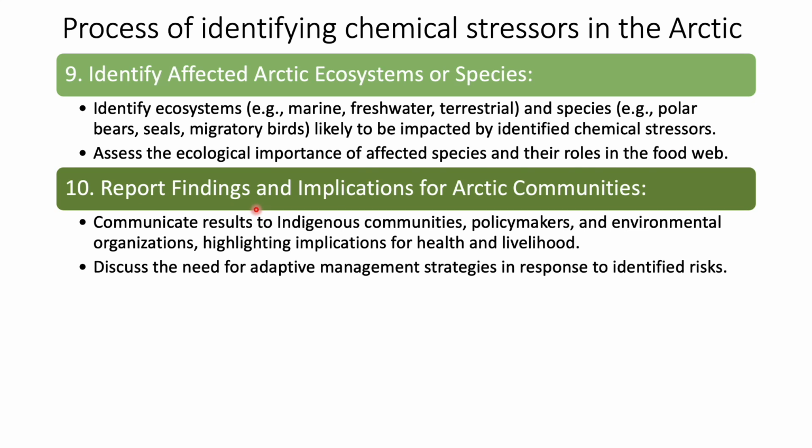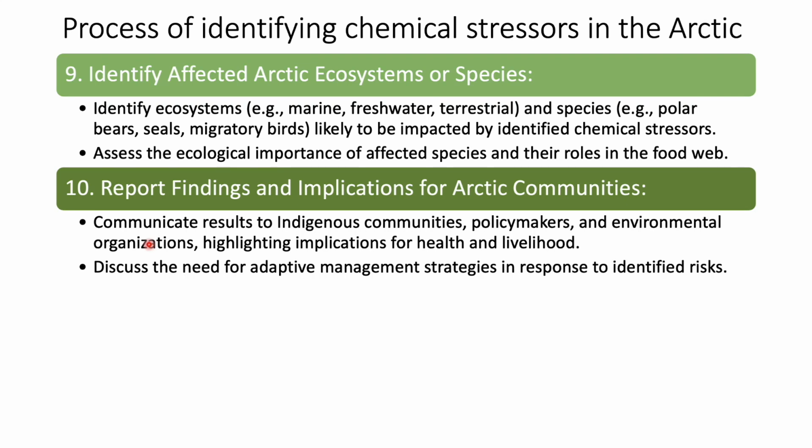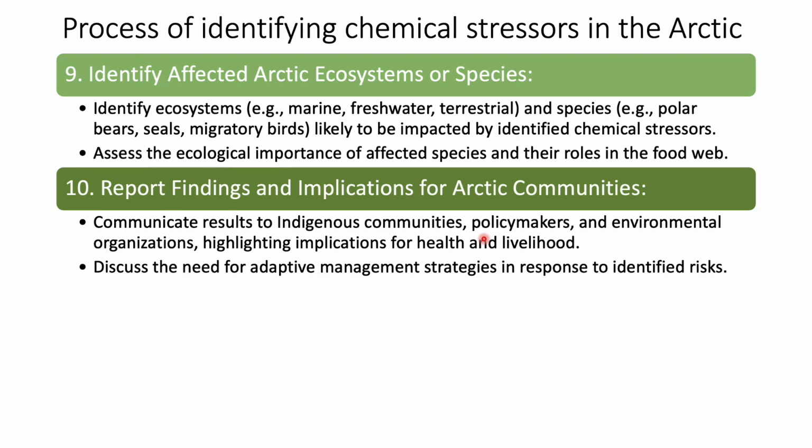Then finally we report the findings to the larger public, especially to other scientists and policy makers, so that they know this problem exists and how to address it. They can take policy decisions. So we communicate the results to indigenous communities because they live in that region. They need to know what changes are happening, and what chemicals or pollutants are reaching their area. They need to know because they have to modify their food consumption based on the chemical contaminants. Then we have to inform the policymakers and environmental organizations, highlighting the impact on the health and livelihood of the people. Then we need to discuss some adaptive management strategies to reduce or mitigate these kinds of pollution.